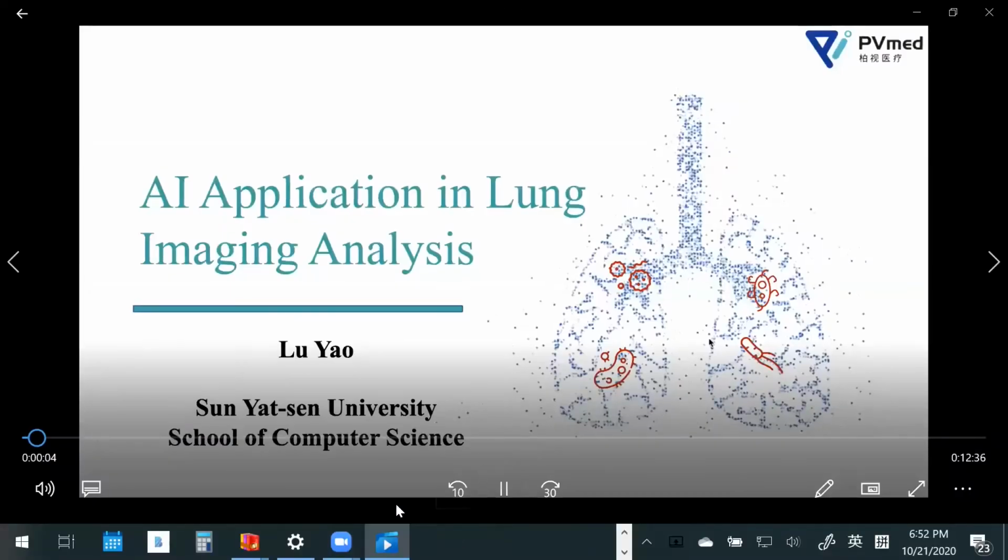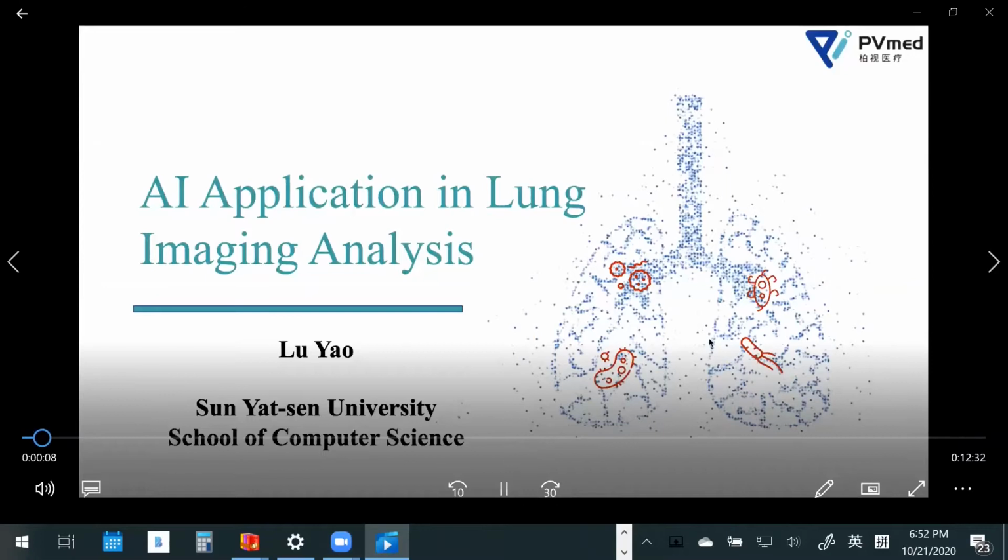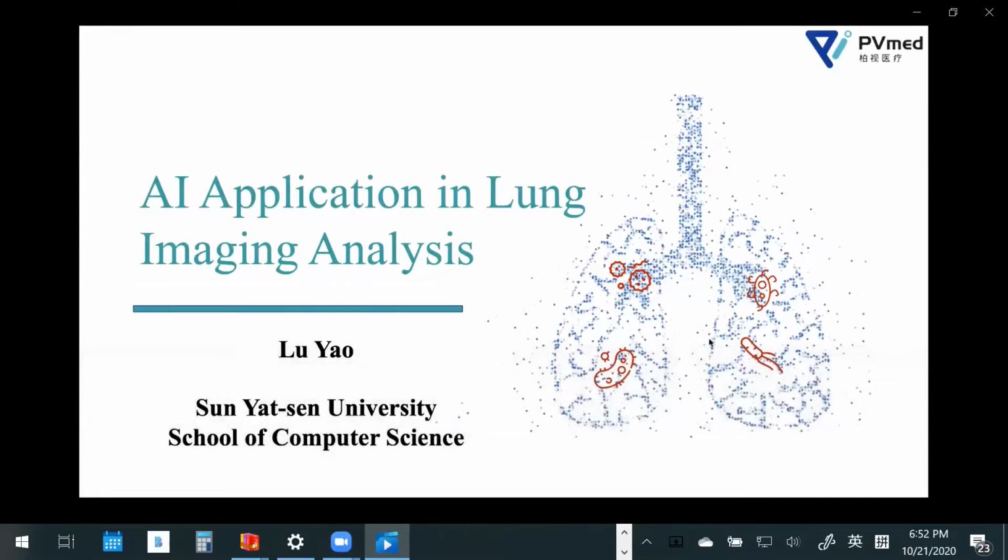Thank you for your invitation. In this talk, I will briefly introduce recent progress of AI application in lung imaging analysis in COVID-19. This is joint work with colleagues.